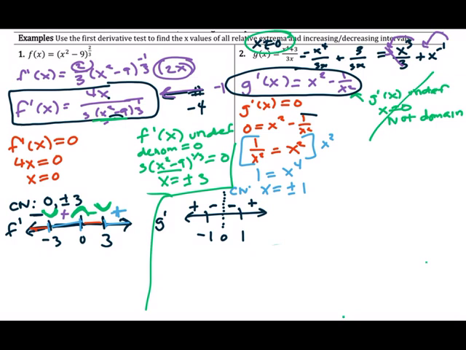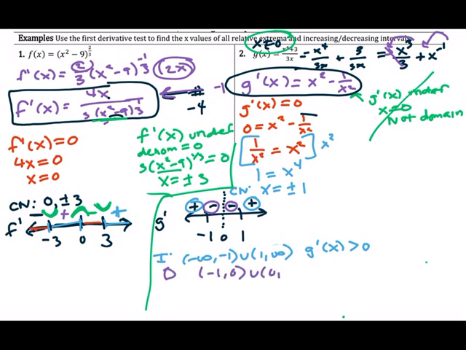So here's my sign chart. The first thing I want to notice is that I have increasing intervals. So we are increasing from -infinity to -1 and from 1 to infinity. And we know this since g prime of x is positive, which you could also write g prime of x is greater than 0. I know that we are decreasing from -1 to 0 and from 0 to 1.